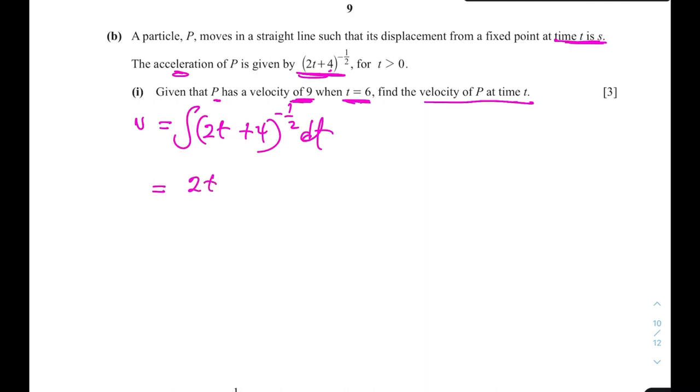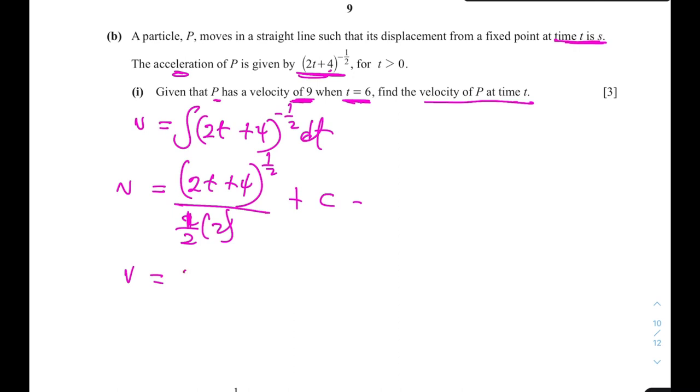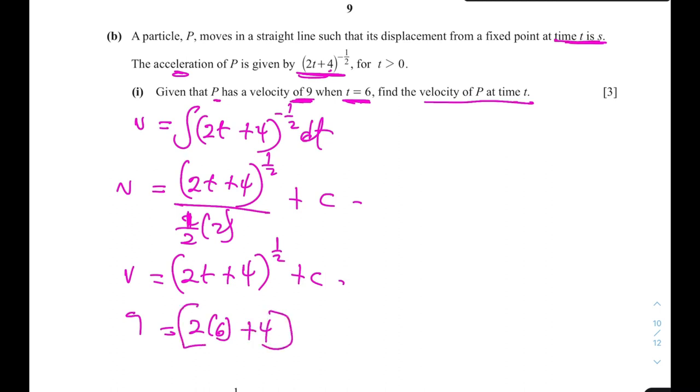All right, so that is going to give you (2t plus 4) to the power half over half, into bracket 2, plus c. That's the velocity. So you are going to have v is equal to (2t plus 4) to the power half plus c. They said that t is 6, velocity is 9. So 9 is equal to (2 into 6 plus 4), everything to the power half, plus c.